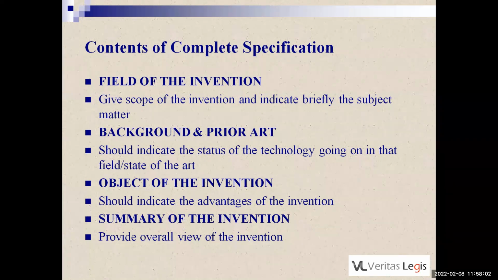Then background and prior art. An invention develops only when there is a need for it. So it should indicate the technology, what was there earlier, what was going on earlier, and what problem was there which you have solved. So it is a background. Then object, again showing the advantages of the invention and the objective. What is your object of doing this? Summary should be an overview of the invention.